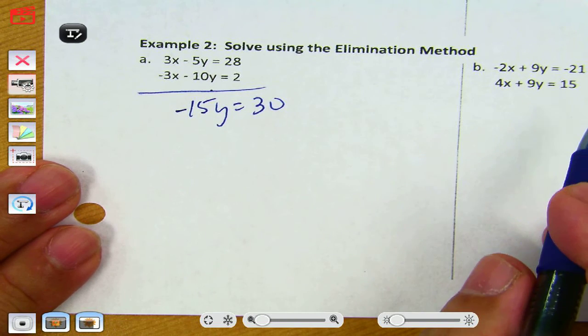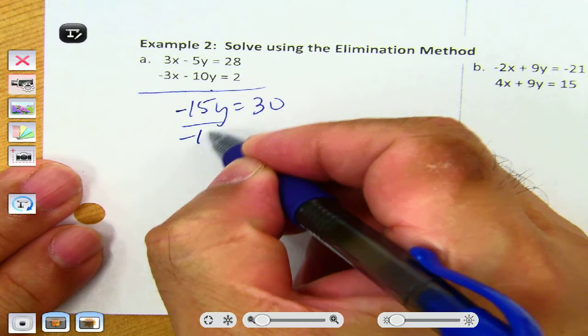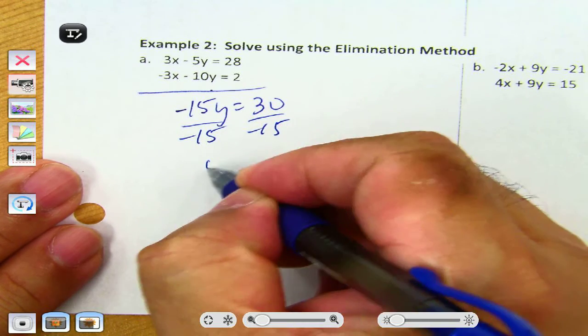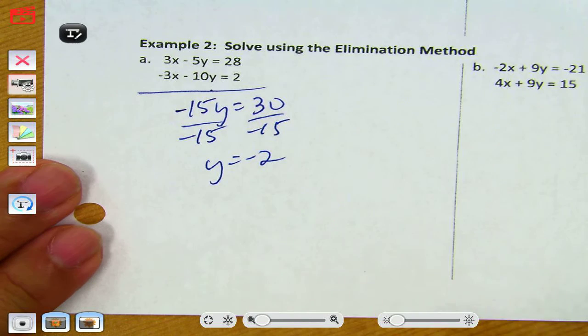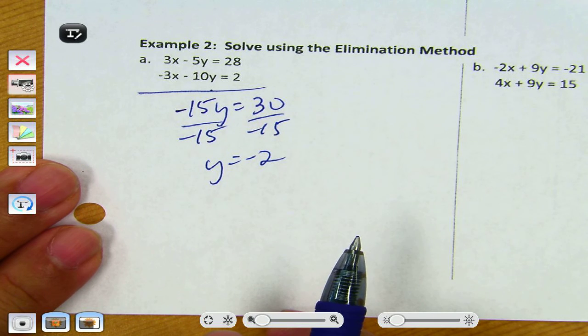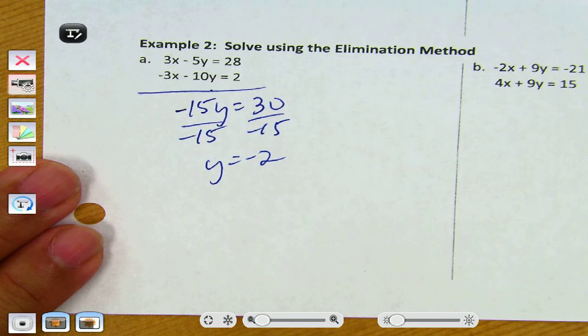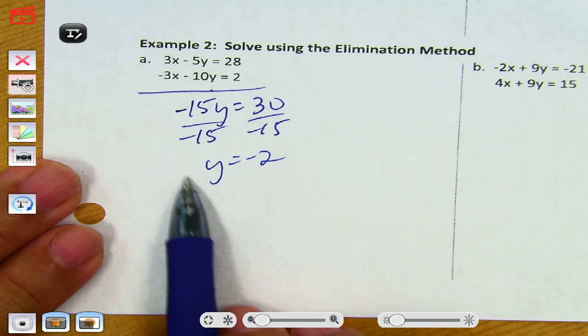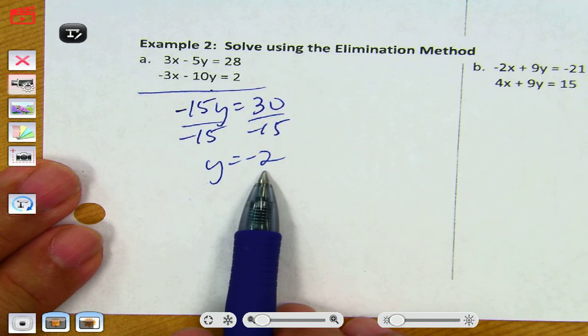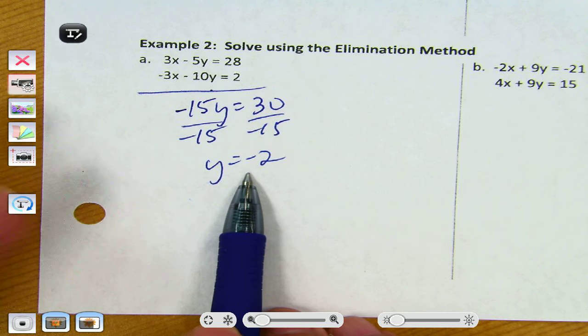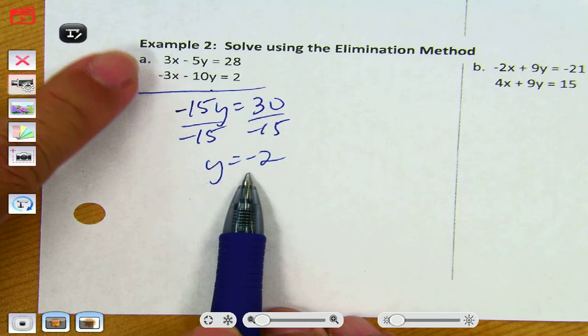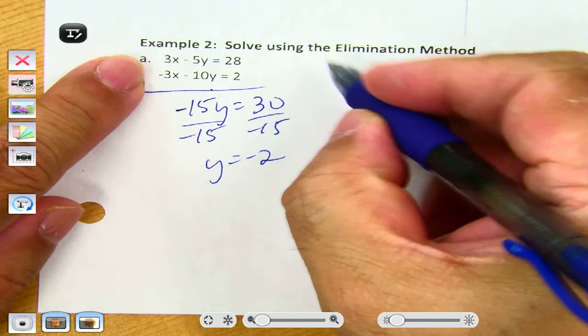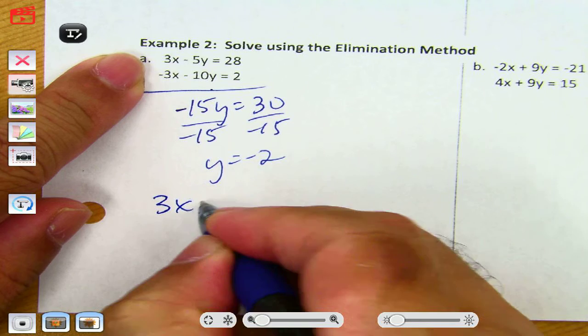Continuing to solve it, I'm going to divide by negative 15, and I get y equals negative 2. I'm not finished. I need to solve for the intersection. I have the y so far. I need to get the x. So I'm going to take this number and substitute it into either equation. I prefer to plug it into the one with the least number of negative signs. So it's 3x minus 5.